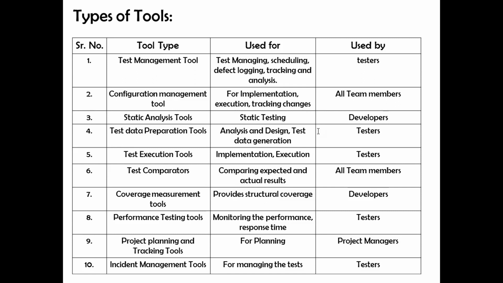Ninth is the project planning and tracking tool. This is basically used for planning, and project managers can use this tool. Tenth one is the incident management tool. It is used for managing the test. Testers can use this kind of tool. So this is what the tool is, who is going to use it, and what the use is for the tool we are using.